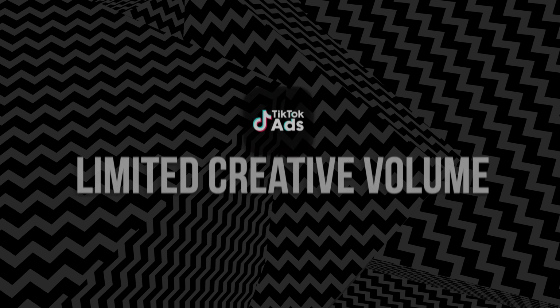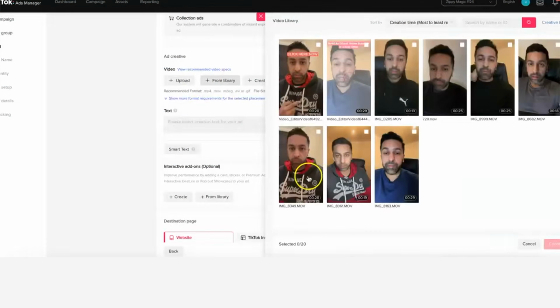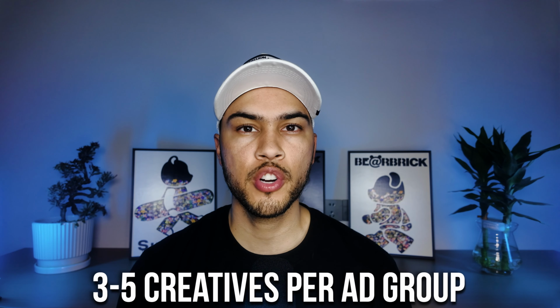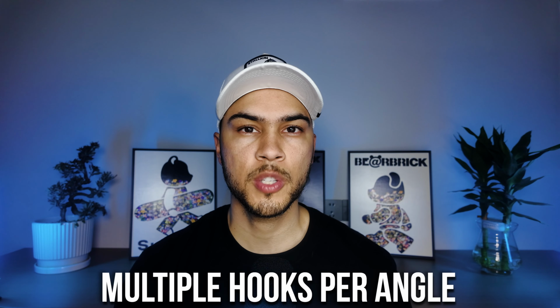Limited creative volume. If you're running only 1 or 2 creatives, TikTok has limited options to optimize. If one underperforms, delivery stalls. To fix this, test at least 3 to 5 creatives per group and multiple hooks per angle. More creative volume equals more optimization flexibility. Targeting issues. Targeting mistakes can silently block delivery.